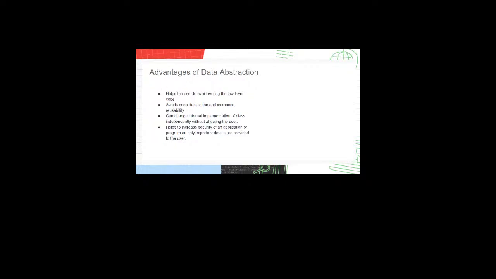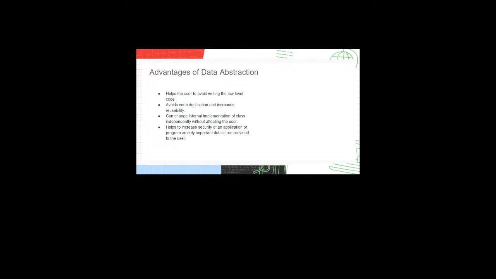Okay. So I was talking about the advantages of data abstraction. What we read is that it helps the user avoid writing low level code. Then it avoids code duplication and increases reusability, because we declare the private member variables in a class, and to access them we create getter and setter functions which are made public or protected, and we can call those functions later in our code. So this increases the reusability.